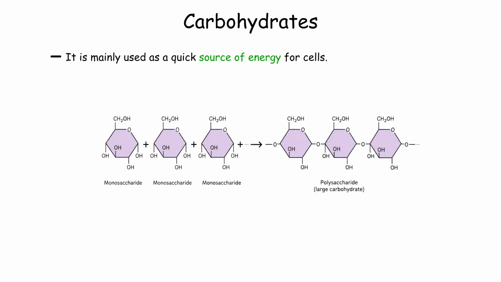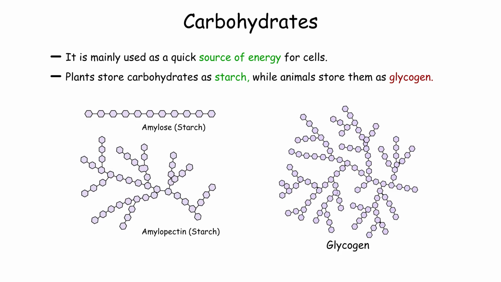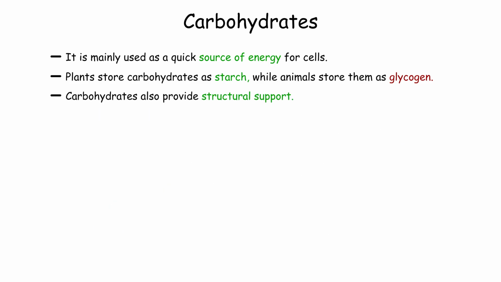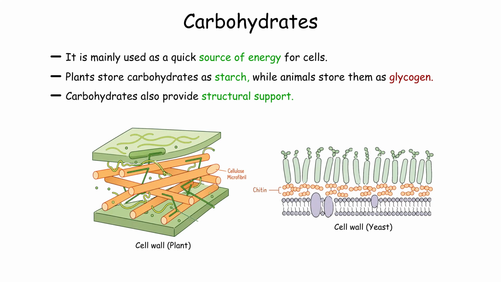These large carbohydrates can be used for energy storage. Plants store carbohydrates as starch, while animals store them as glycogen. Carbohydrates also provide structural support. For example, plant cell walls are made of cellulose, and fungal cell walls are made of chitin.